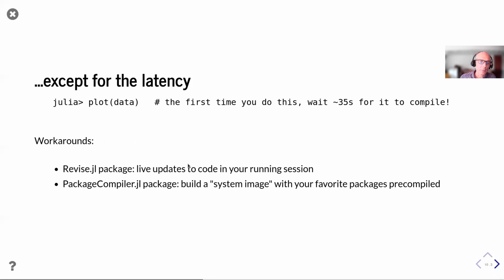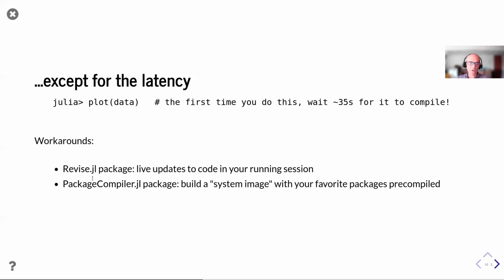The second quite popular strategy is to use something called PackageCompiler. This allows you to build a system image with your favorite packages precompiled. Basically, it effectively launches Julia and loads the packages you've decided to include. It gets them doing all of this work and paying this latency cost, but then it takes a snapshot of your system and saves it to disk. This essentially means that if you start Julia from that snapshot instead, that cost has already been paid, and so it's much faster.